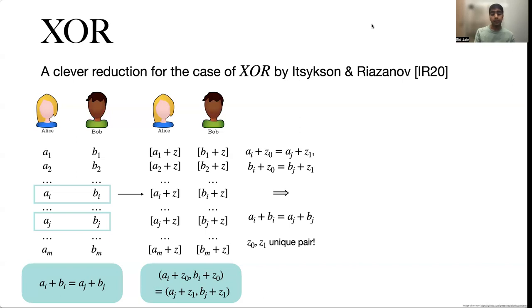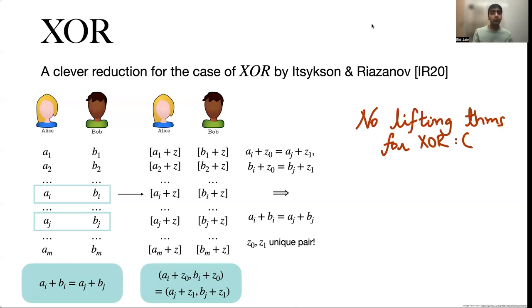And what this gives us is that it preserves the one-to-one versus two-to-one structure of the input. So this is quite encouraging. We have a reduction for the case of XOR. But there is a caveat that we don't know any lifting theorems for XOR, and in fact, we can't hope to have them because we know counterexamples.